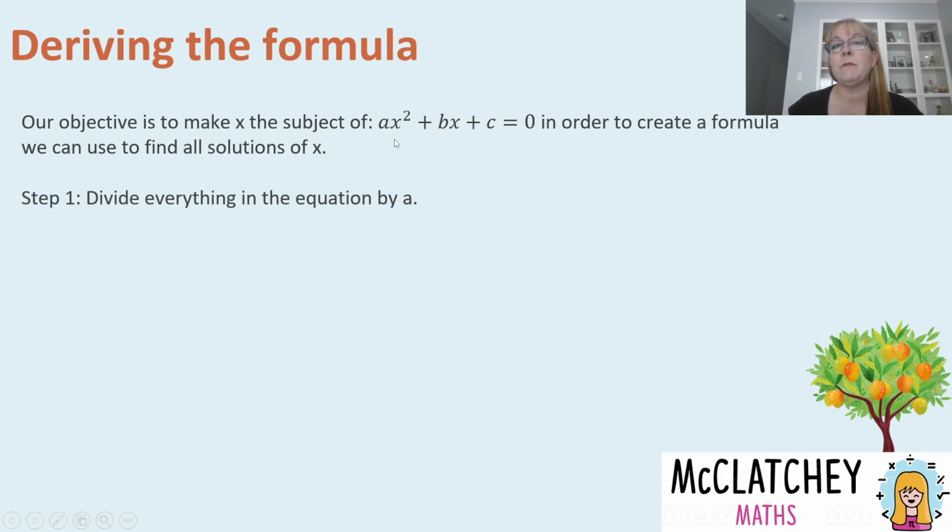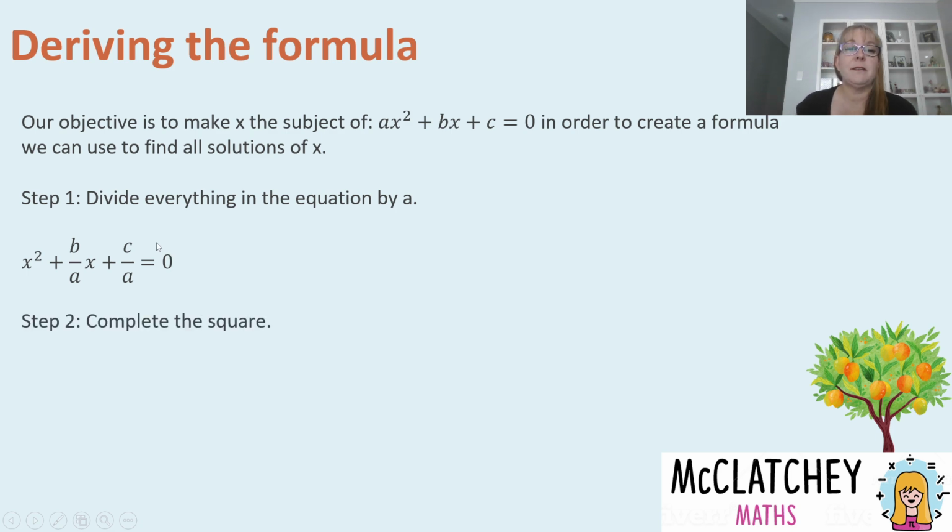So first of all, what I'm going to do is divide everything in the equation by the coefficient of x squared, which is a. That will mean that I've got x squared all by itself. So let's do that. Dividing by a gives me x squared. Bx means I've got b over a as my new coefficient of x, and c over a. And if I divide 0 by a as well, I'm just going to get 0. So that's my first step.